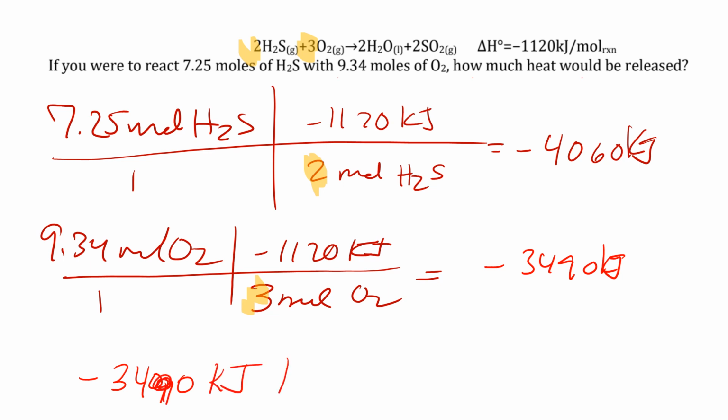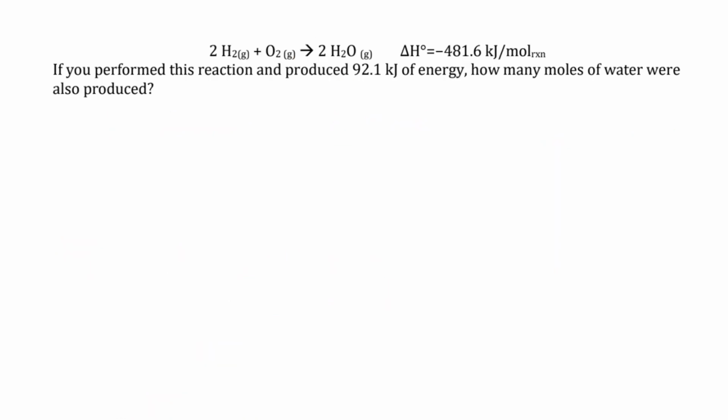Wow, I cannot write right now. If you were to perform this reaction, 2H2 plus O2 makes 2H2O, and you have a negative 481.6 kilojoules per mole of reaction for the delta H. If you were to perform this reaction and you produce 92.1 kilojoules of energy, how many moles of water are also produced?